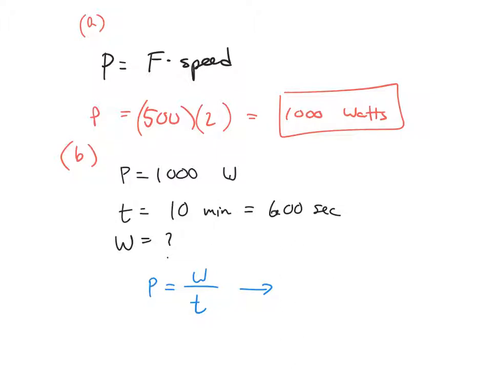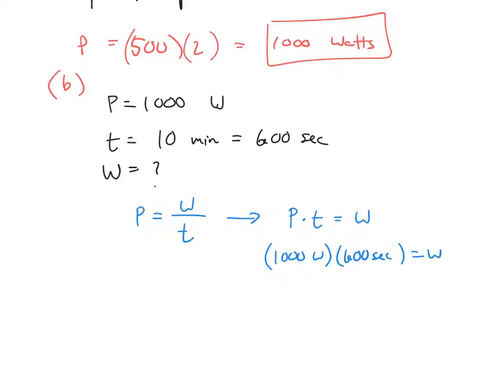So I want to solve for the work done. How do I solve this formula for work done? What do I get? Is it P times T equals W? There it is. Okay, power times time. The power consumption is 1,000 watts. The time that these horses are running for is 600 seconds. So it looks like 600,000, right? 600 times 1,000, hence 600,000. And that'll be in joules.